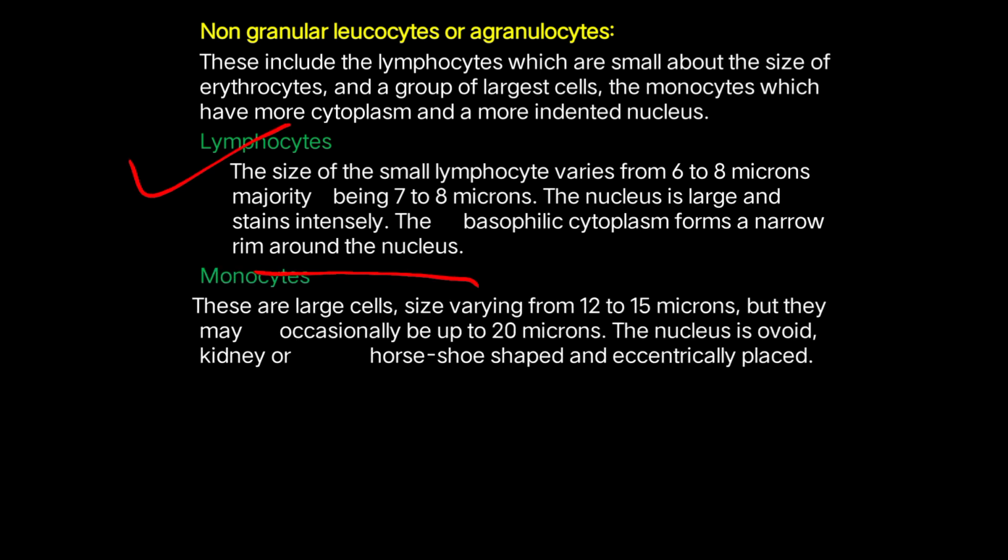Next is the monocytes. These are large cells, size varying from 12 to 15 micron, but they may occasionally be up to 20 micron, and the nucleus is ovoid, kidney or horseshoe shaped and is centrally placed.